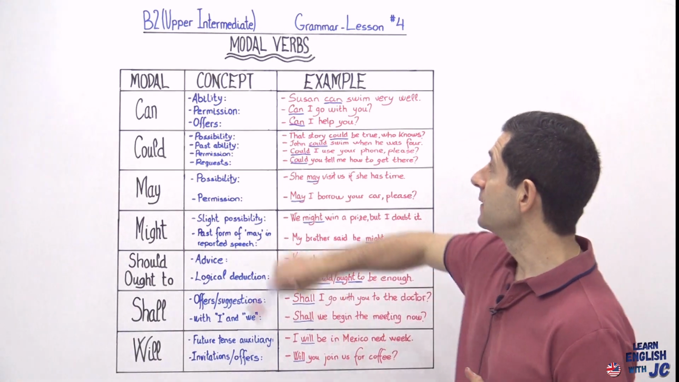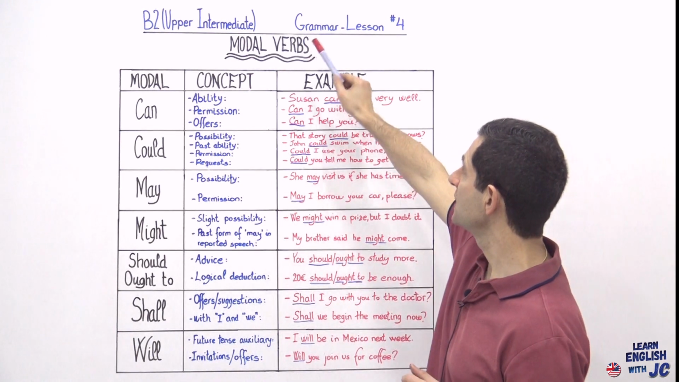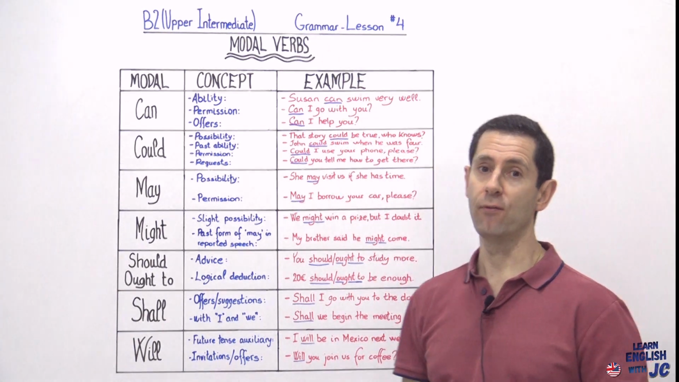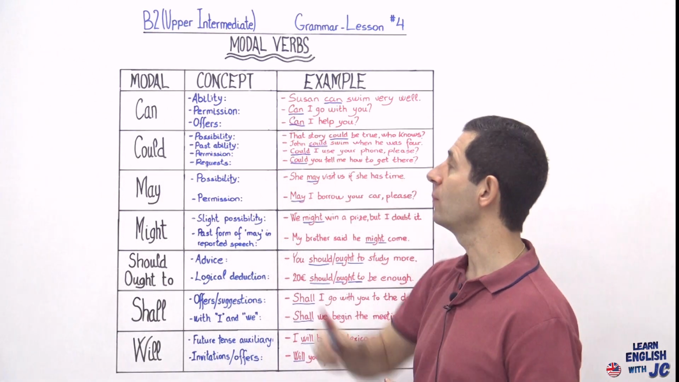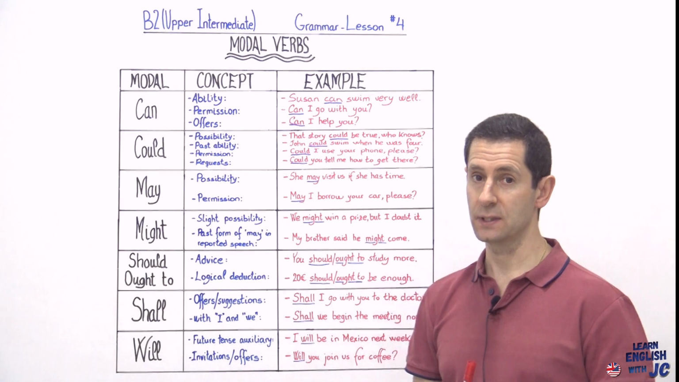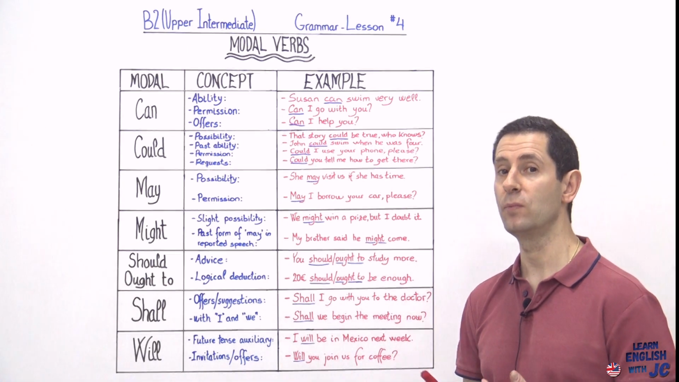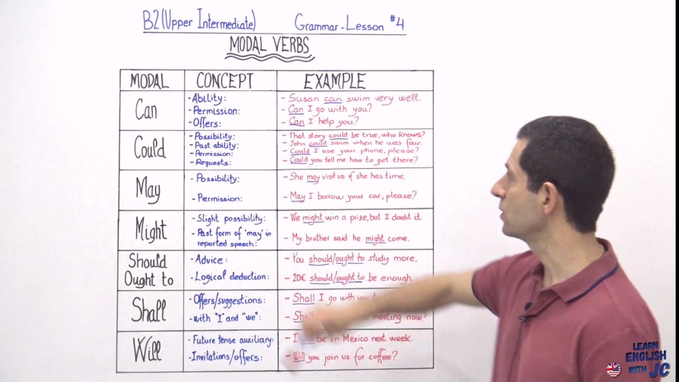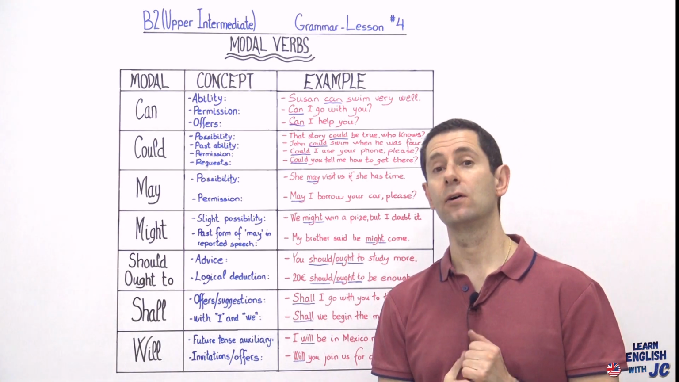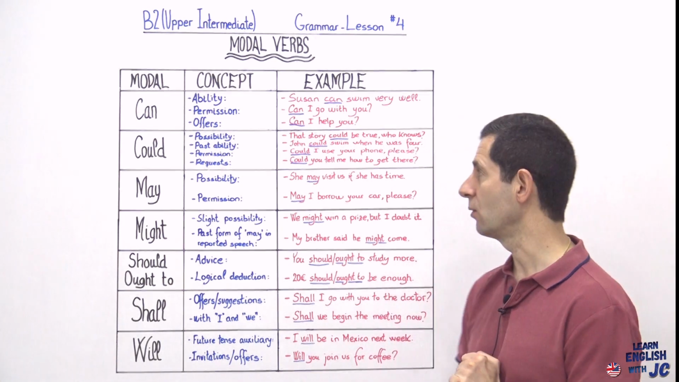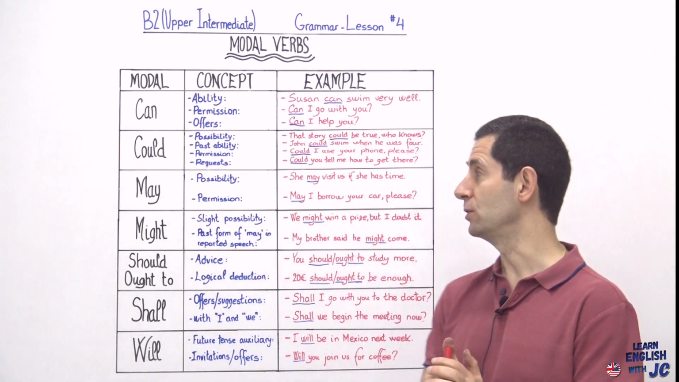Now, this is level B2, which is upper intermediate. Section grammar and lesson number 4. Again, level B2, upper intermediate. And today we're going to talk about modal verbs. These are kind of hard and controversial in the English language because not many people use them properly. So we have 3 columns: the modal verb, the concept, and the example. And I'm going to go through each one of them very slowly, so you can finally and once and for all understand and learn how to use modal verbs.